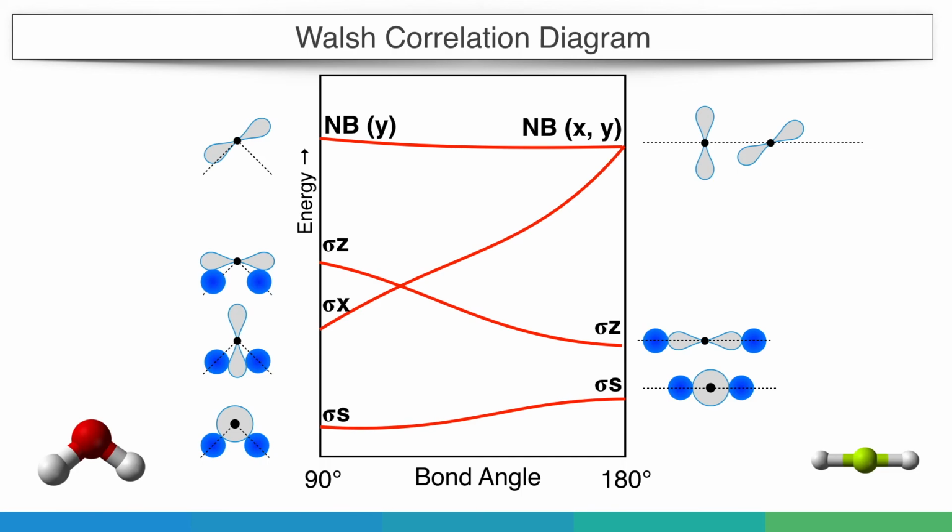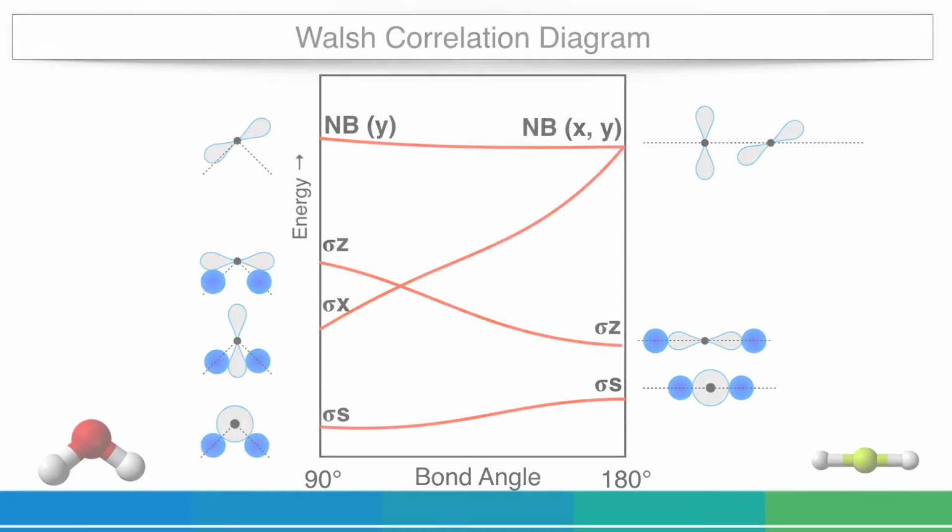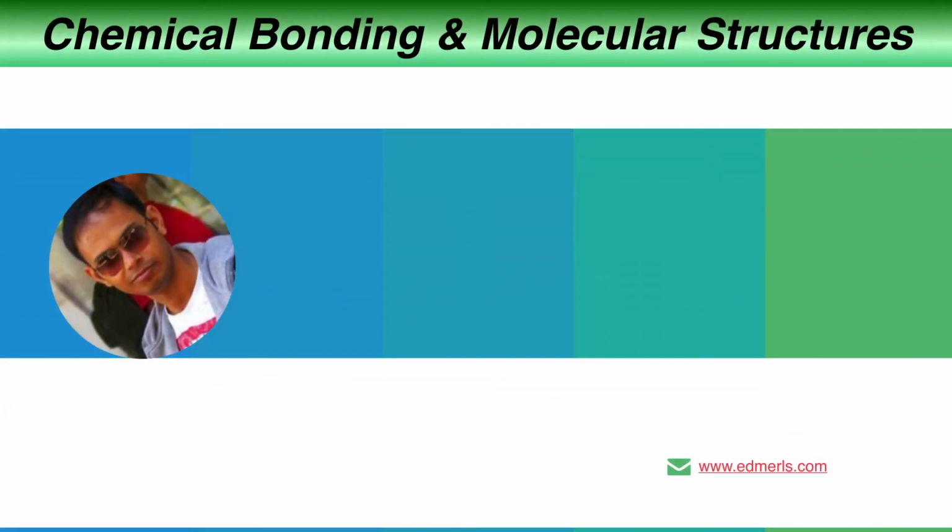So we can say that the molecule tries to stabilize all its molecular orbitals by adjusting its bond angle, where all the molecular orbitals are stabilized to the maximum extent. So that's all about Walsh correlation diagram.